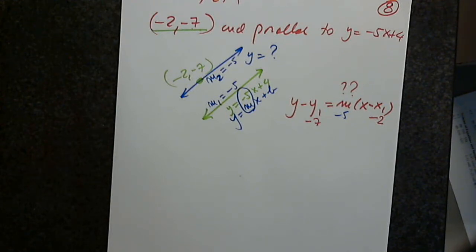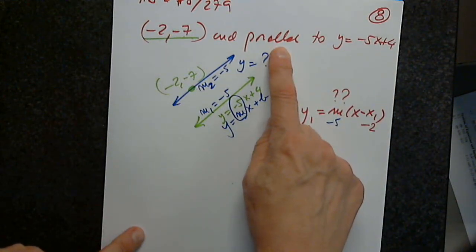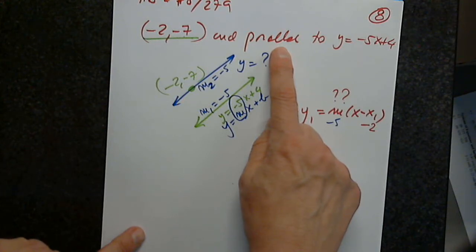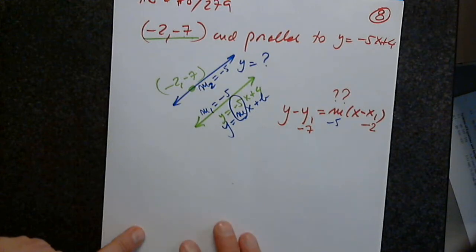It's slightly more difficult when the line that we are looking for is not parallel, but, what is the other one? Perpendicular. Perpendicular too. And that's number 8 in a minute.